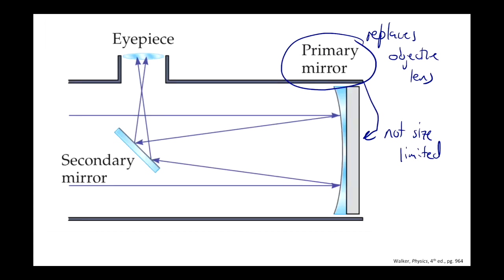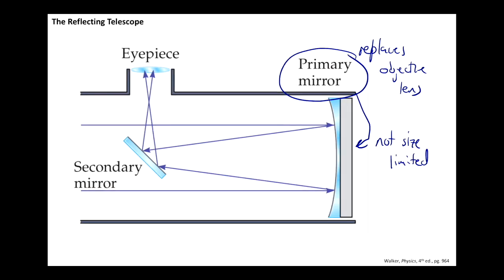I could build this into the ground and make a big, huge concave surface and make the whole thing reflective, and I can keep making that bigger and bigger and bigger, limited just by construction. So this allows us to overcome the limitations of the refracting telescope and instead see objects that are even farther away. That's optical instruments, okay?